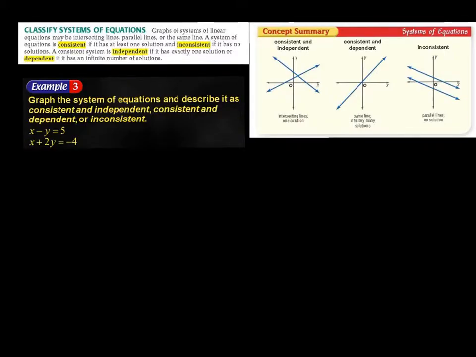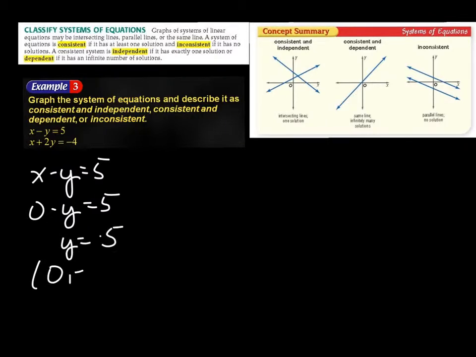Graph the system of equations and describe it as consistent, independent, consistent, dependent, or inconsistent. This looks like a nice system to practice our x and y intercepts. If I put 0 in for x, I'm going to get -5 for y. And if I put 0 in for y, I'm going to get 5 for x.